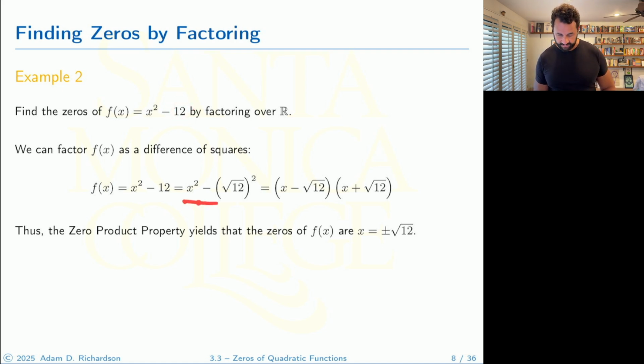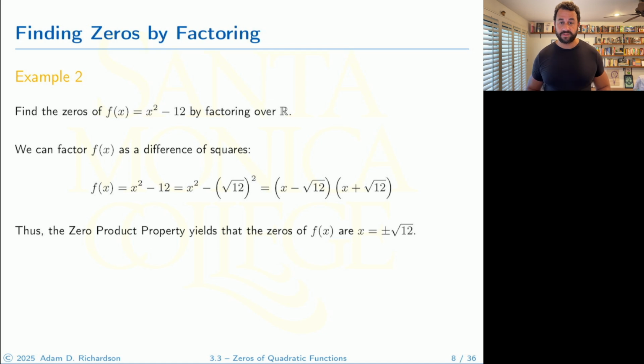squared, just as I've expressed right here. Now that we have it written in that difference of squares form, we can just use the immediate factor form and get this: x minus root 12, x plus root 12. Now the zero product property yields that the zeros of this function are plus or minus root 12. This is why factorization domains are handy.